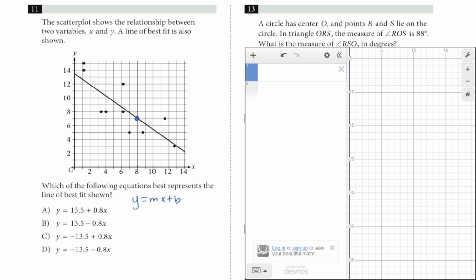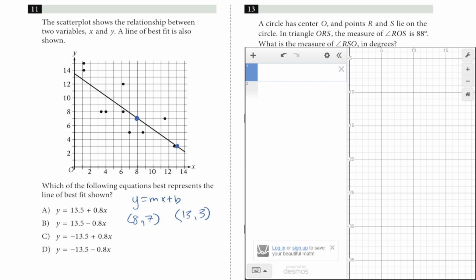So that's at 8, 7. So I'm going to write down that point, 8, 7. And then another point we'll pick that I think is pretty close is maybe we'll pick this point down here. So again, notice how neither spot I picked was an actual dot. I don't need to pick a dot with a scatter plot if they draw the line of best fit. So that point is 13, 3.